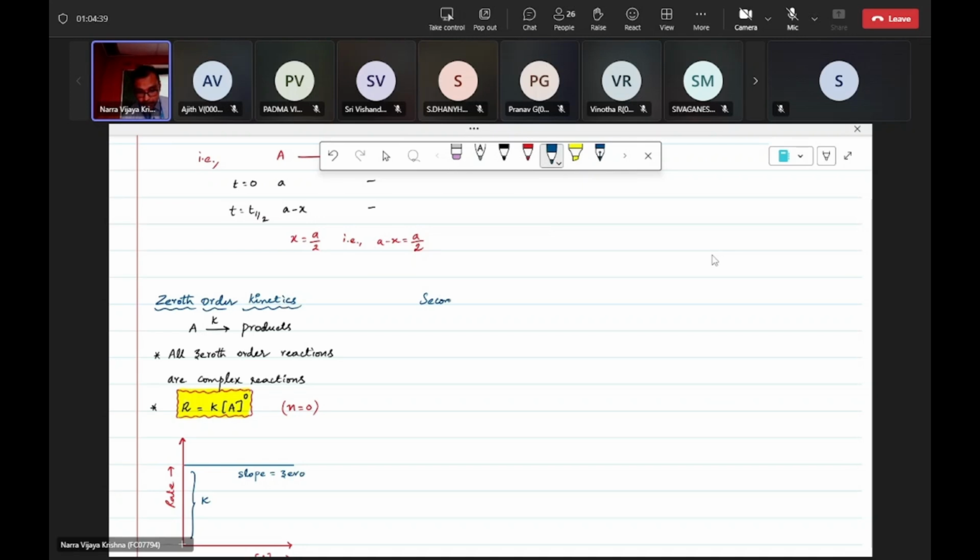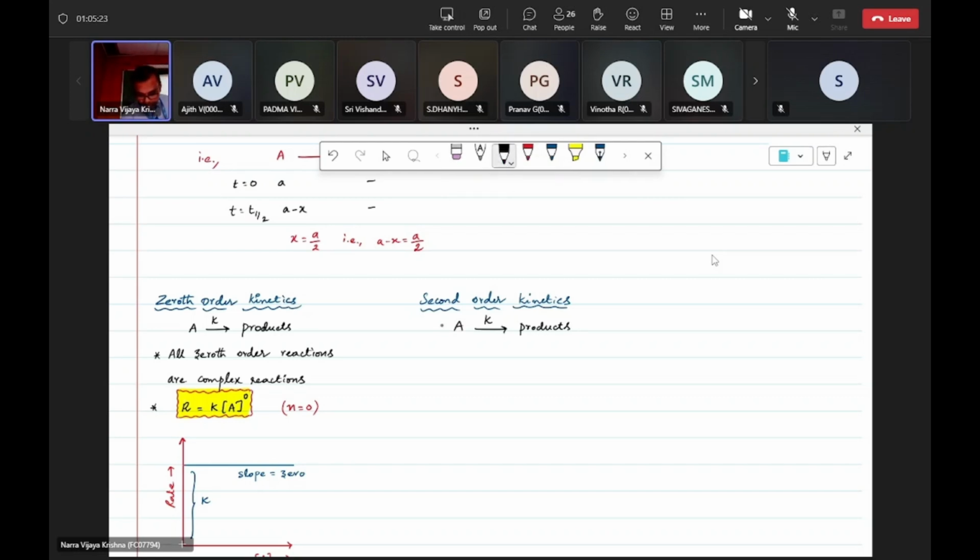Now I am taking the side heading second order kinetics. What will I write, sir? Second order kinetics. A gives rise to products. You should say, sir, 2A gives rise to products now. But I am saying A gives rise to products follows second order kinetics. So is it complex or elementary then? If I write 2A gives rise to products, it becomes elementary. If I don't write 2 here, it is complex. Are you able to understand?